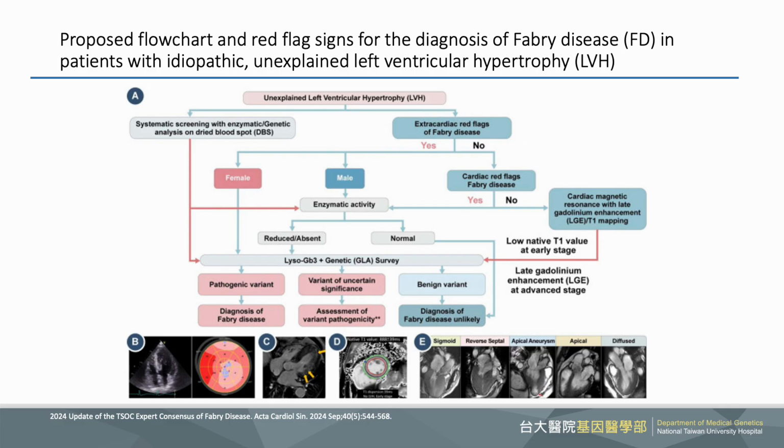This algorithm is proposed by the Taiwan Society of Cardiology. The flowchart and reflex signs for the diagnosis of Fabry disease in patients with idiopathic unexplained LVH. The triggers for Fabry testing are listed here: a short PR interval, conduction abnormality, and MRI abnormality, like low native T1 and late gadolinium enhancement, with no other cause of neuropathy, kidney disease, and family clues. In a man, that means an enzyme assay. In a female, straight to GLA sequencing.